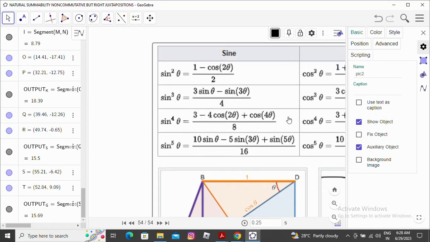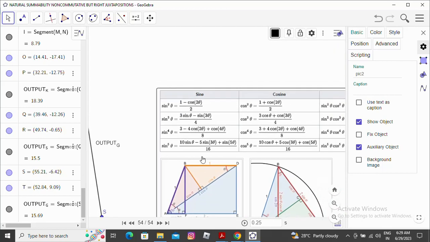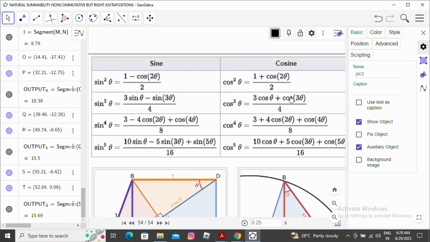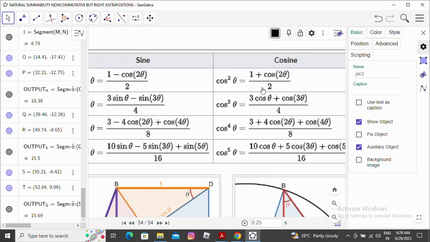Suppose in these expressions, 3 minus 4 cos 2 theta plus cos 4 theta, or in this log set 3 sin theta minus sin 3 theta, or in these log sets written as 10 sin theta minus 5 sin 3 theta plus sin 5 theta, or in this log set 3 cos theta plus cos 3 theta. These kinds of log sets are there. When we see a log set such as 3 cos theta plus cos 3 theta, we can write it as cos 3 theta plus 3 cos theta, but the geometry is different because the whole construction is non-commutative.